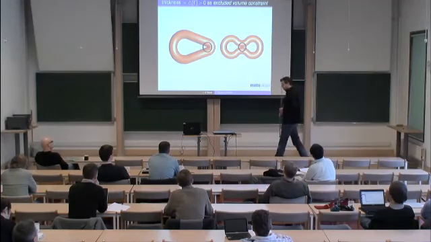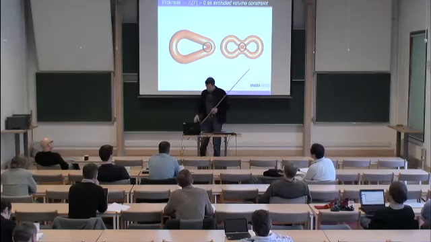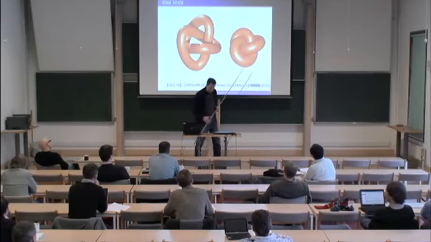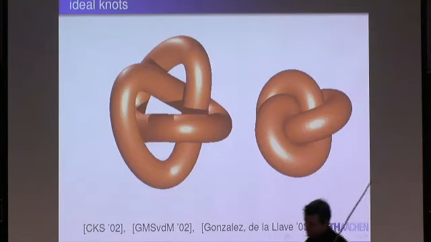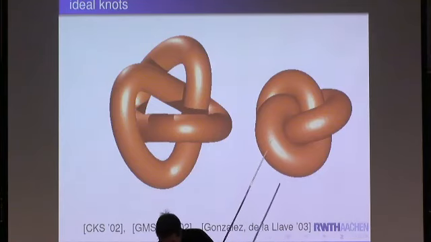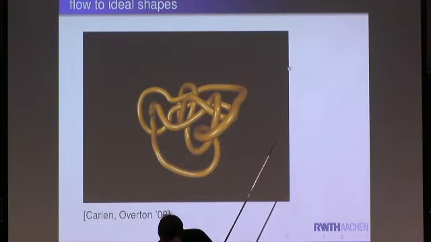And I will give you some applications. And I will only just briefly mention the application of ideal knots, because there will be several talks on this, on ideal knots and links later on. Just let me say that this object is a minimizer of so-called rope length, which is the quotient of length and thickness.